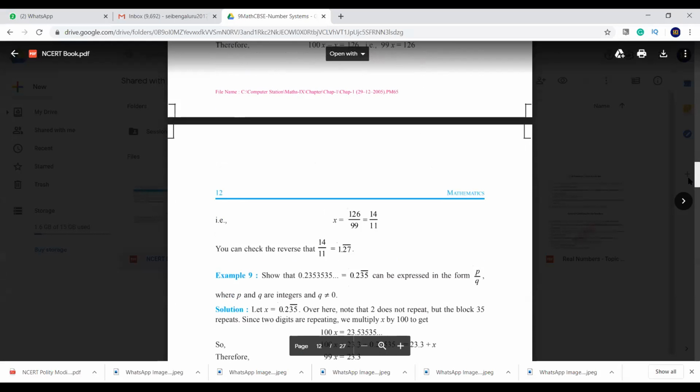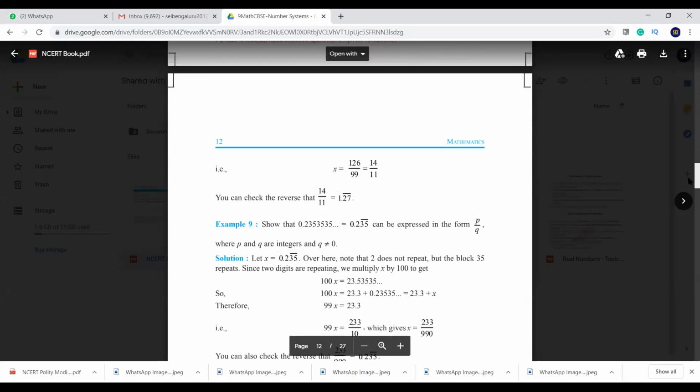Now, the next question, 0.2353535 continuation. After 0.2, the next two numbers are 3535. For this, what can you do? Whenever two numbers are equal continuously, again 100x only. Can you solve it yourself?